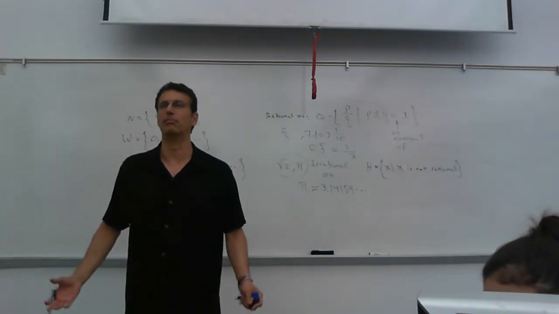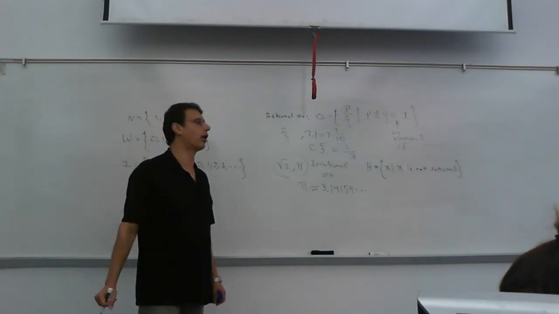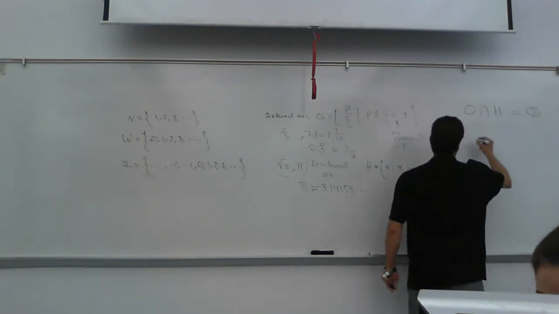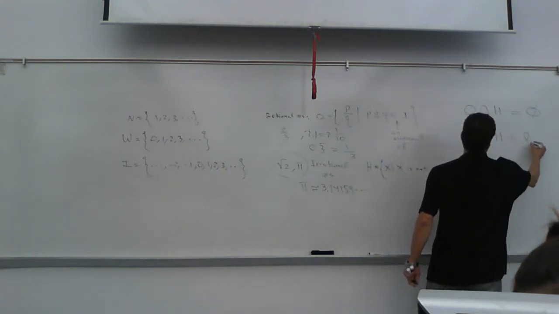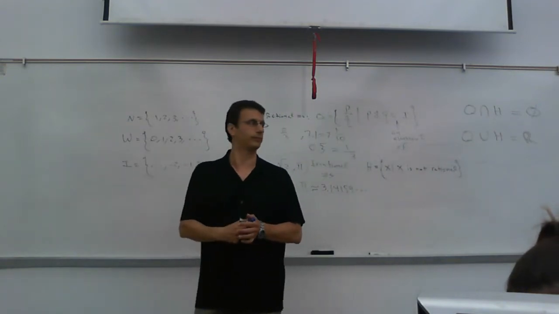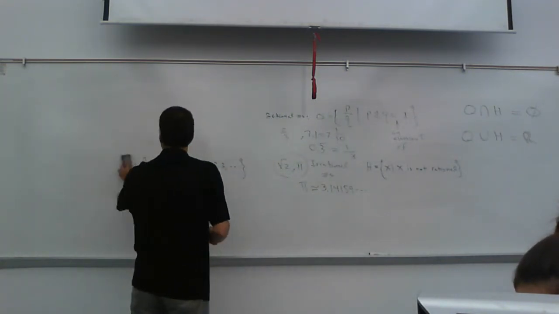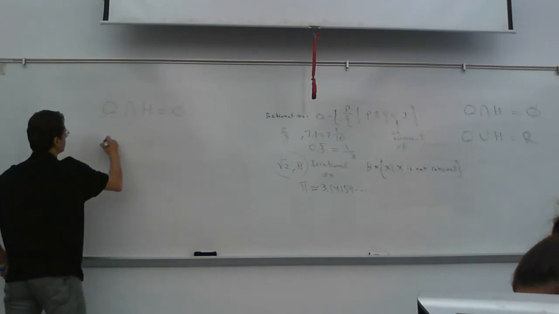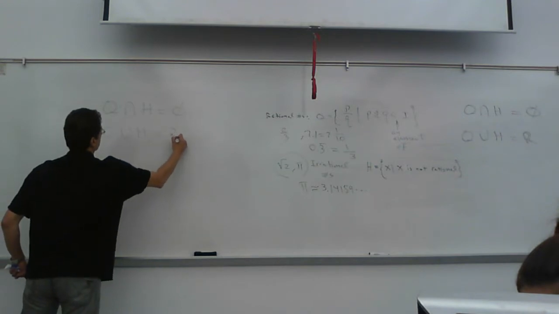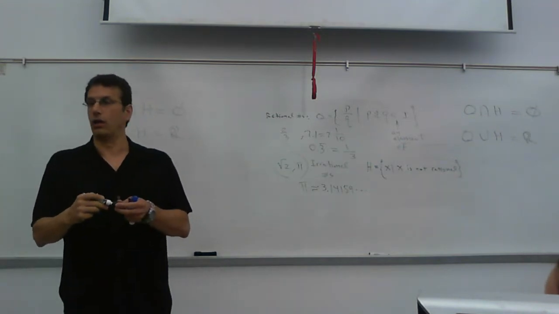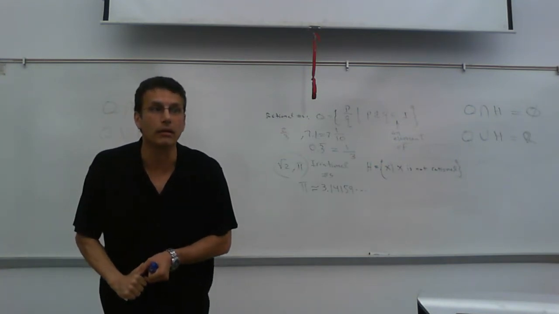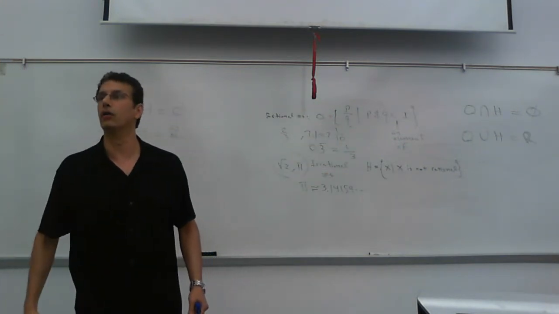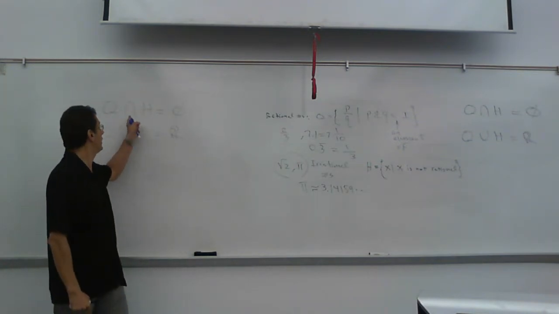Again, this is refreshing your memory as far as the basic is concerned. Now add to that the following concept. Q intersection H is an empty set. Q union H is the set of real numbers. Let me make sure everybody understands what we are referring to. If a number is rational, it can't be irrational. So what's in common? There is nothing in common. A number is either or. It can't be both, right? So the set of rational numbers, the set of irrational numbers, they have nothing in common. So their intersection is an empty set.